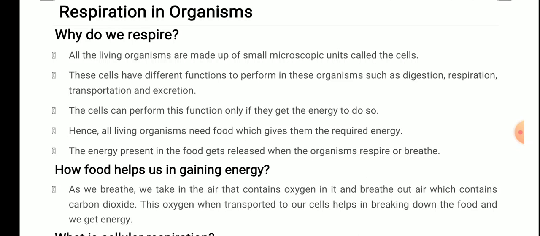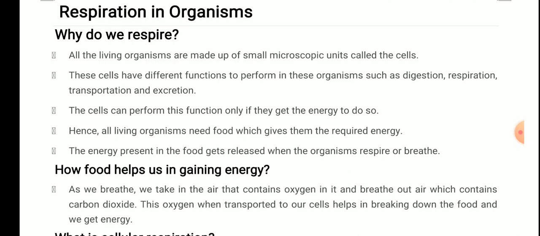Because with the help of respiration, oxygen is taken in, and oxygen plays a very important role in this process. Okay, now we will discuss how that food helps us in gaining the energy. We have talked a lot about how food gives us energy, but how does food give us energy? As we breathe, we take in the air that contains oxygen.